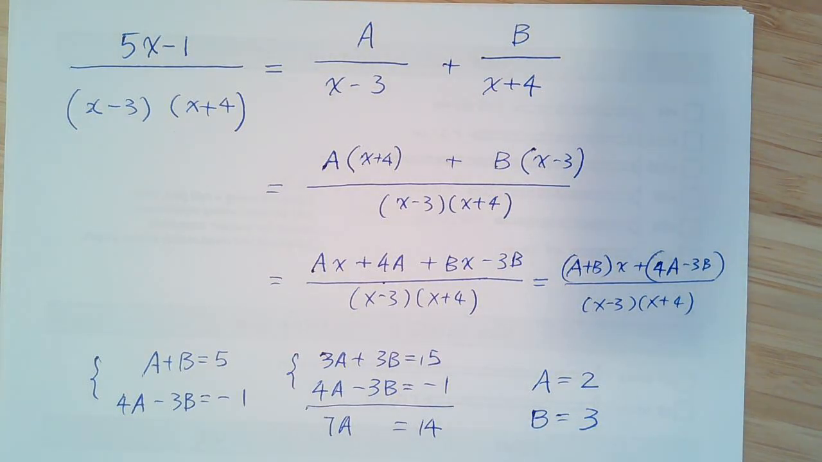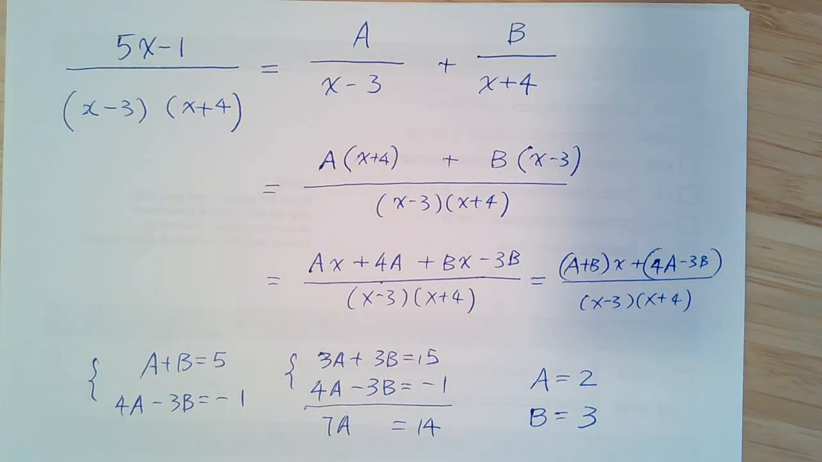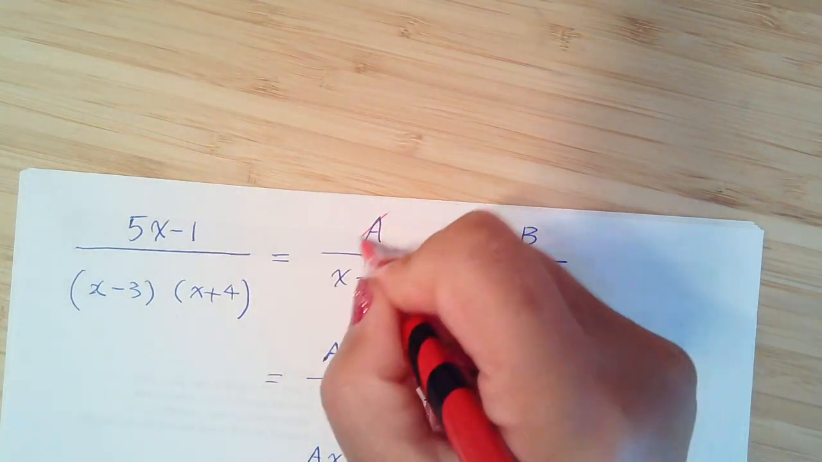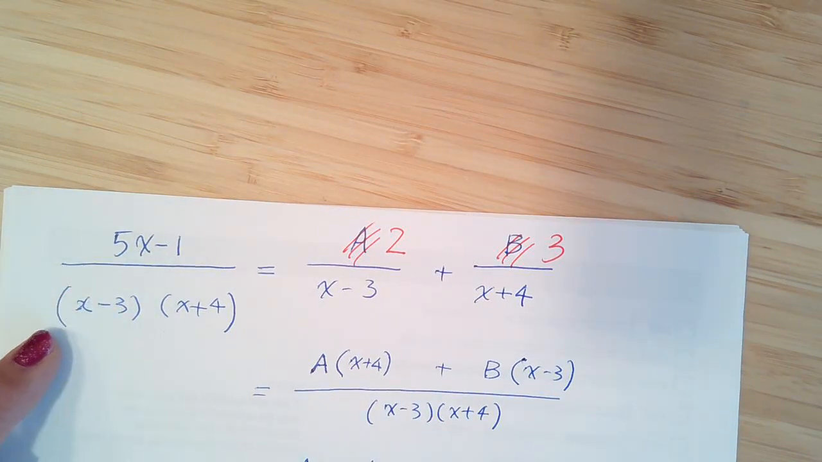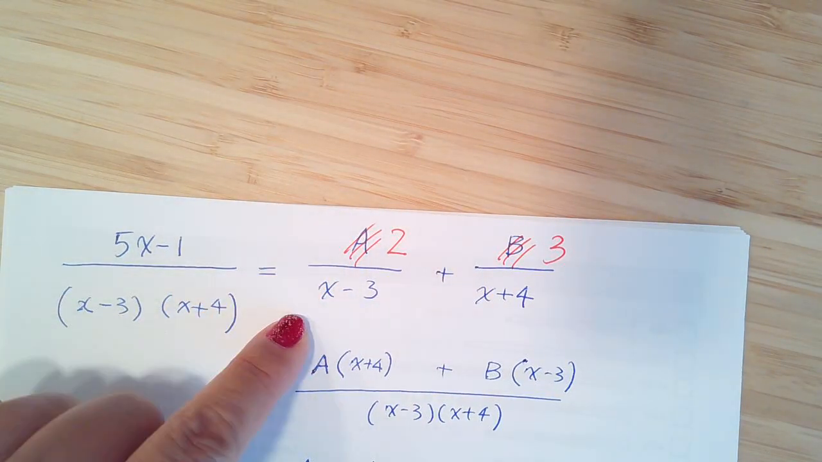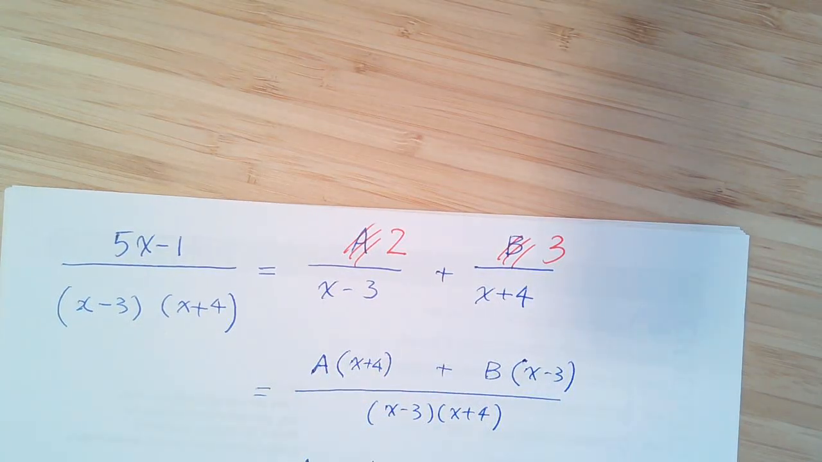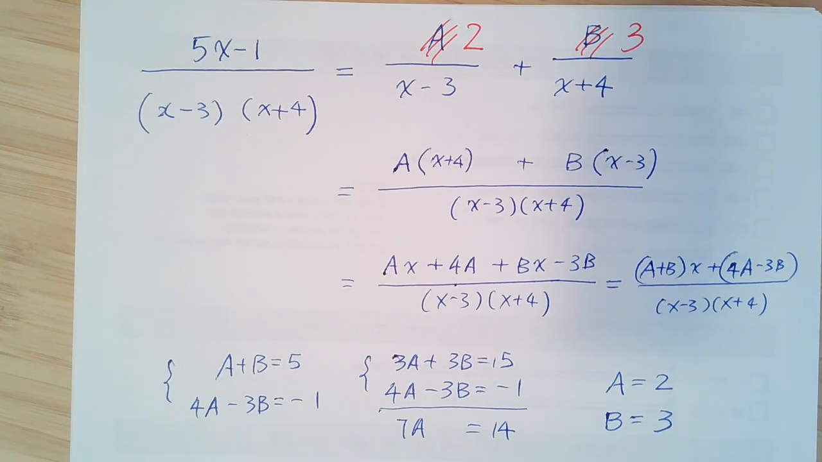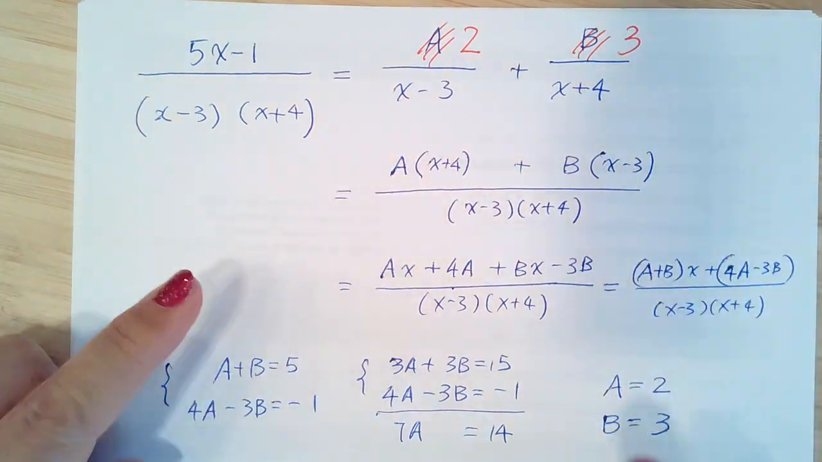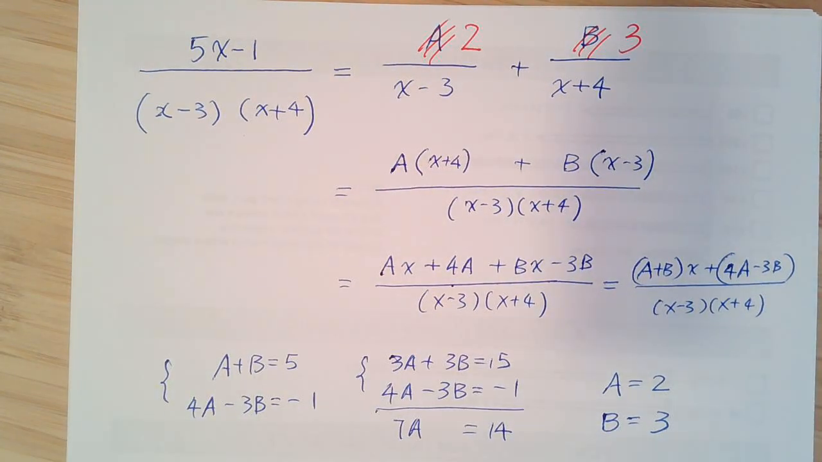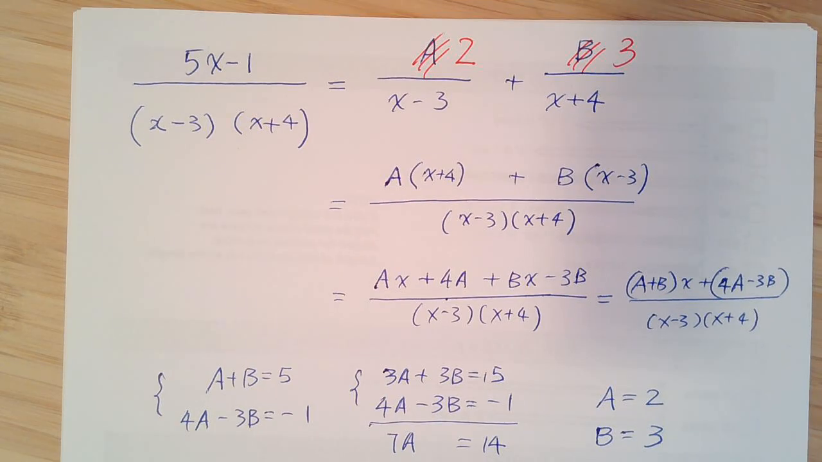So A is 2, B is 3, so your answer will be 2, 3. If you write the answer like this, 5x minus 1 over this expression becomes 2 over x minus 3 plus 3 over x plus 4, then you're good. You already get the answer. You can check with your answer to see whether you get the same thing as me. Again, if you don't trust yourself, you can go ahead and perform this again to see whether you can get the left side. So that is rule number 1.